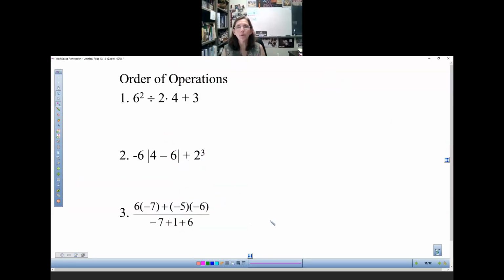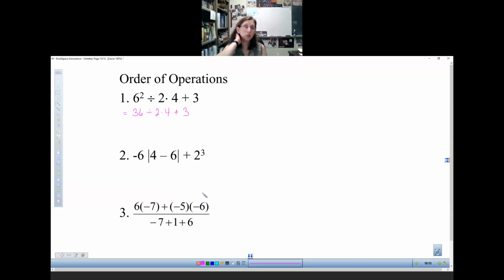Okay, order of operations. Here we go. So we look at this problem and the very first thing we see is the exponent. So that's number one. So I'm going to rewrite this as exponents have to come first. So 6 squared is 36. And then I'm going to write down exactly what I see. So divided by 2 times 4 plus 3.